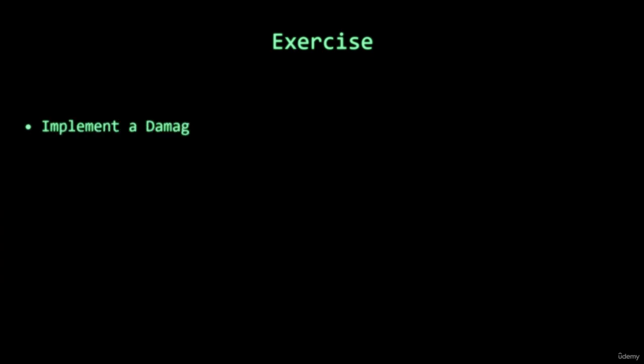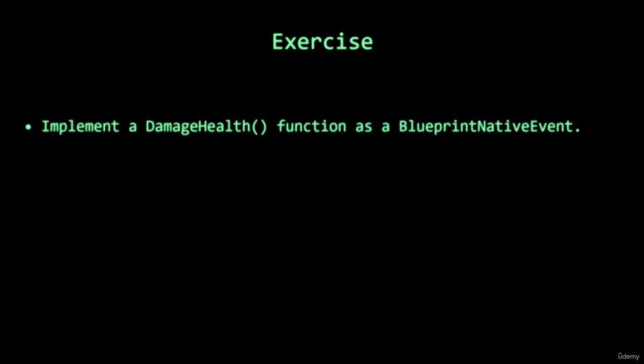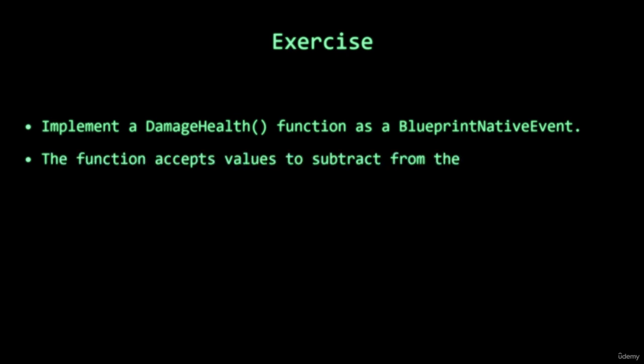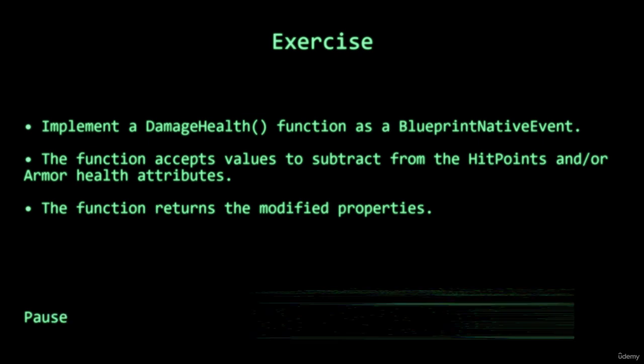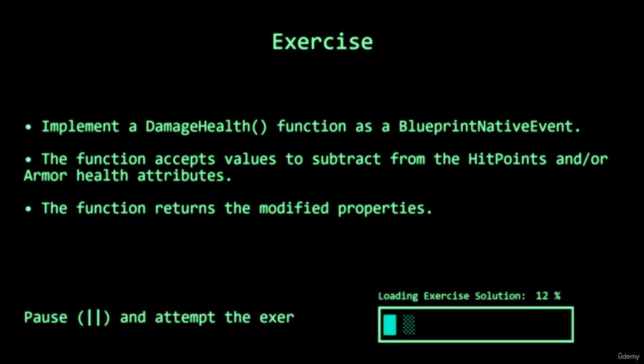For an exercise, implement a damage health function as a blueprint native event. The function accepts values to subtract from the hit points and/or the armor health attributes. The function is going to return the modified properties. You may have to think about this one for a bit, play around a bit, and when I come back I will show you my implementation along with a couple of new things.